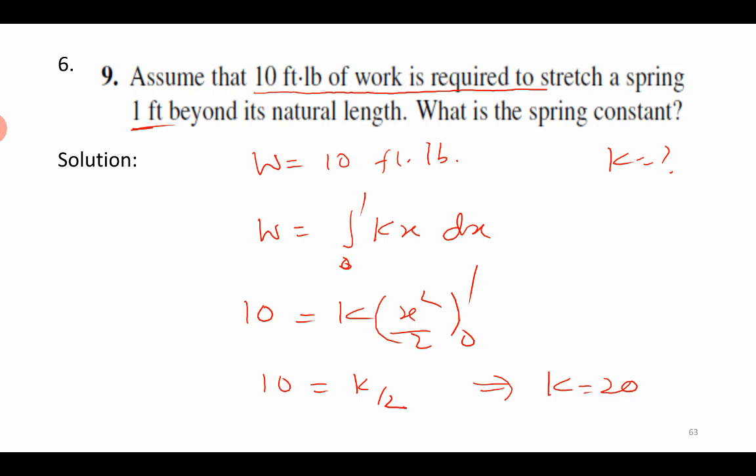Work is in pound foot, so k is in pound per foot. That's the end of this chapter.